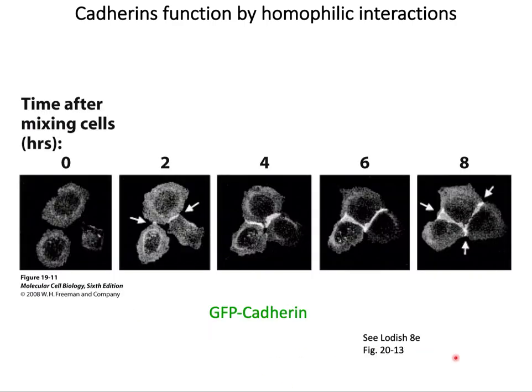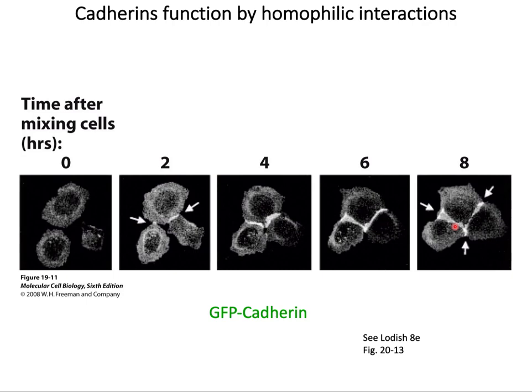And this is a series of images, which is a time-lapse video fluorescence microscopy of cells that are expressing GFP-tagged cadherin. And you can see that when you mix these cells, after about 8 hours, these 3 cells are interacting very tightly, and you can see a strong accumulation of fluorescence, and therefore a strong accumulation of cadherin between the cells. So cadherin is really important for connecting cells, and again it forms a calcium-dependent homophilic interaction.